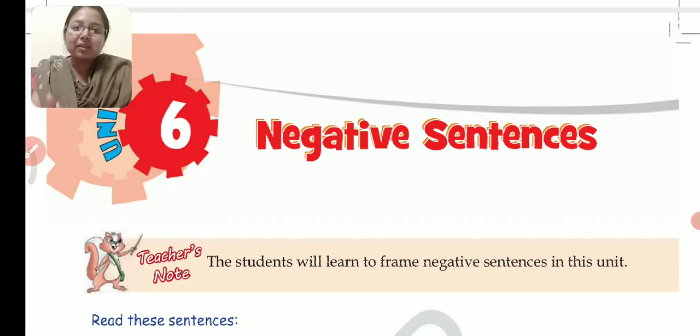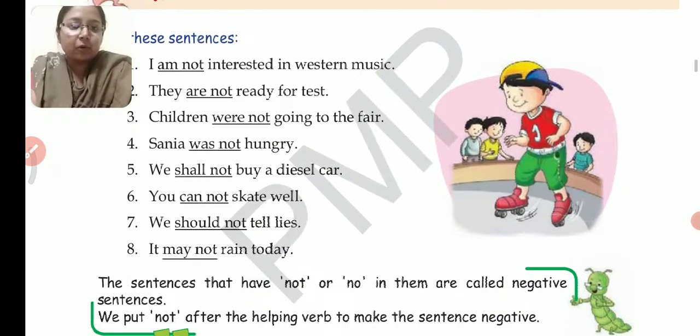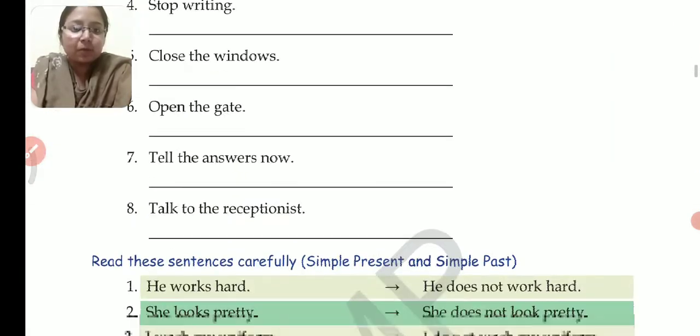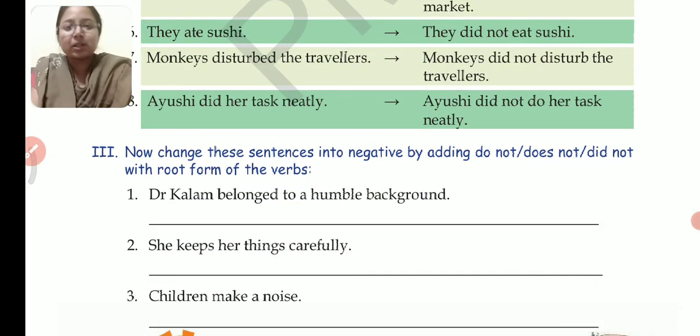So students, in this video I'll be continuing with unit 6, that is negative sentences. In the previous video I had explained till question number 2nd. Now in this video I shall be moving to question number 3rd.